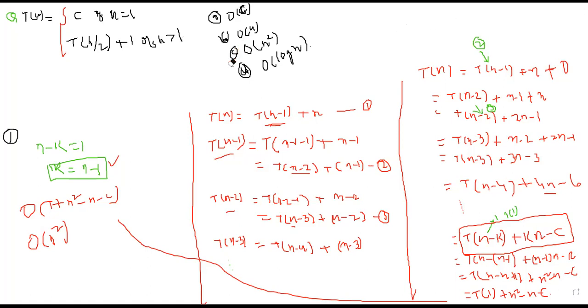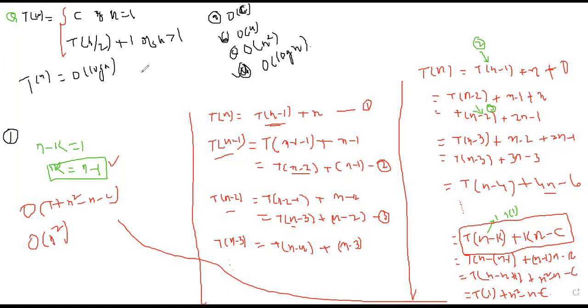Okay, now these are the options. Everyone knows the answer. What is the time complexity for binary search? Big O log n. So the answer is D. Everyone knows the answer. But now you have to derive the answer with the help of substitution. Substitute and derive, and show me.